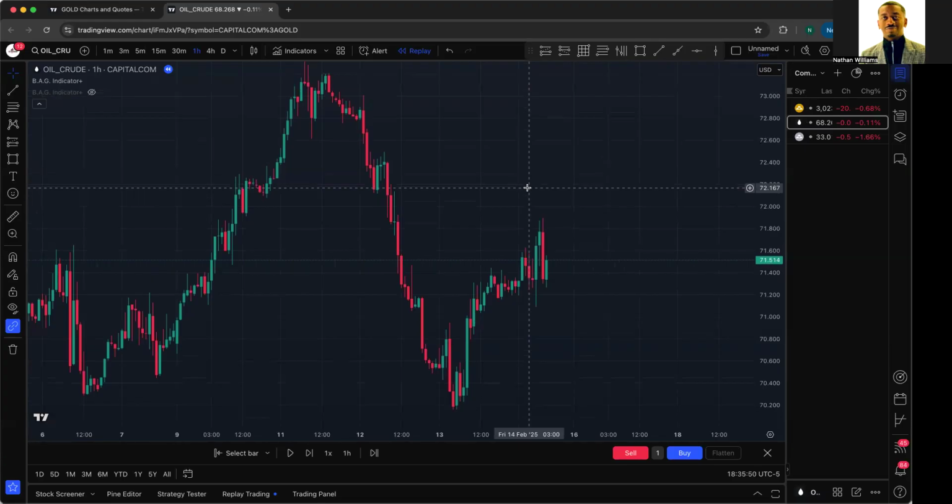We're going to put everything together, all the SMC concepts, all the algorithmic concepts for one trade. This is oil, crude oil. I'm going to show you how I mark everything up and frame this trade.